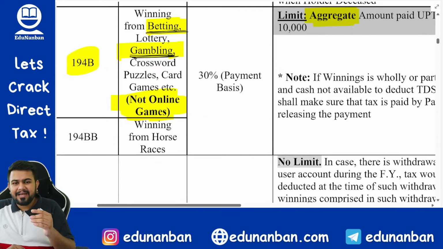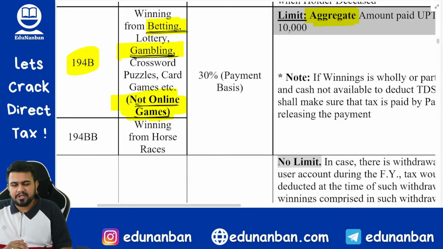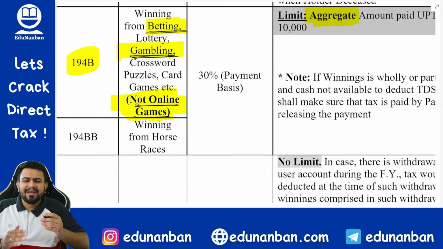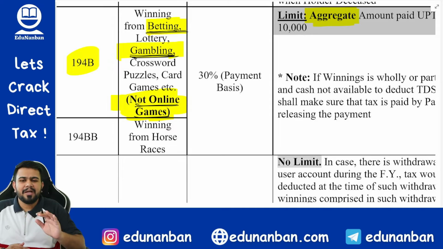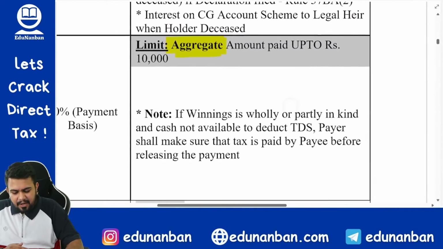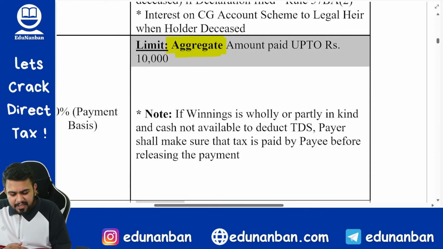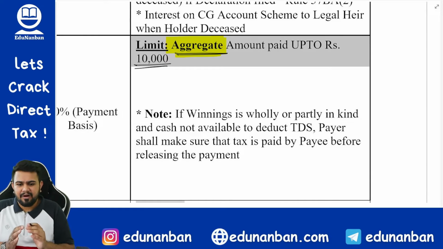Then in 194B, now online games have been removed from the section. Sir, why has it been removed? Because there is a separate section now for online games, which we'll be discussing after this. So online games will not be a part of section 194B. And one more small change is that now the limit has been changed to an aggregate of 10,000. So the limit is 10,000 only, but now it has become an aggregate of 10,000.